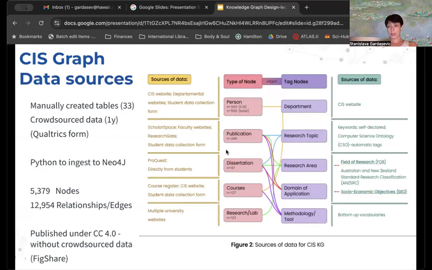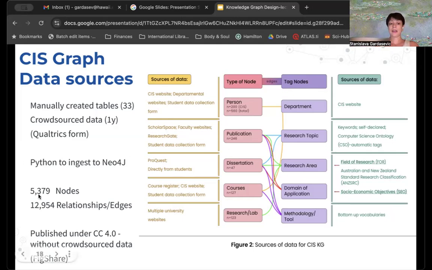Building this graph was a huge task for me as a non-technical person, and it took me 1 year to first design, then capture, then ingest this crowdsourced data, and I only had 11 answers. So I created these tables mostly manually, and the data was ingested through a Qualtrics form. There were many ups and downs. We used Python to ingest it into Neo4j, which is a graph database.